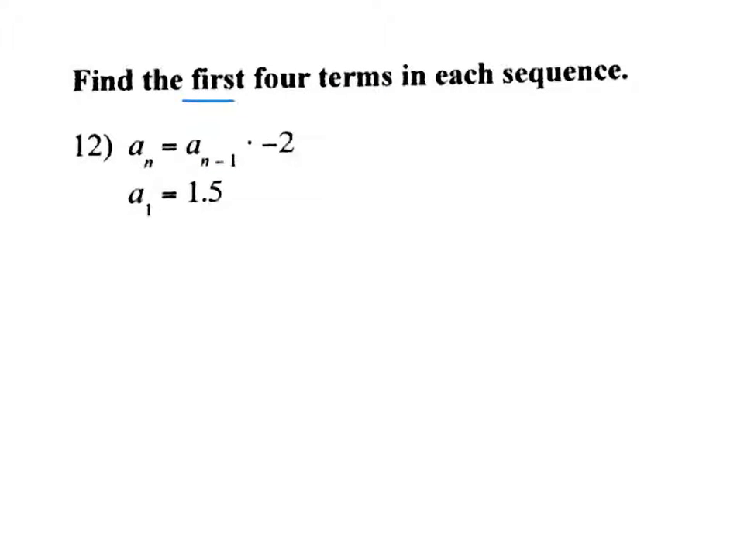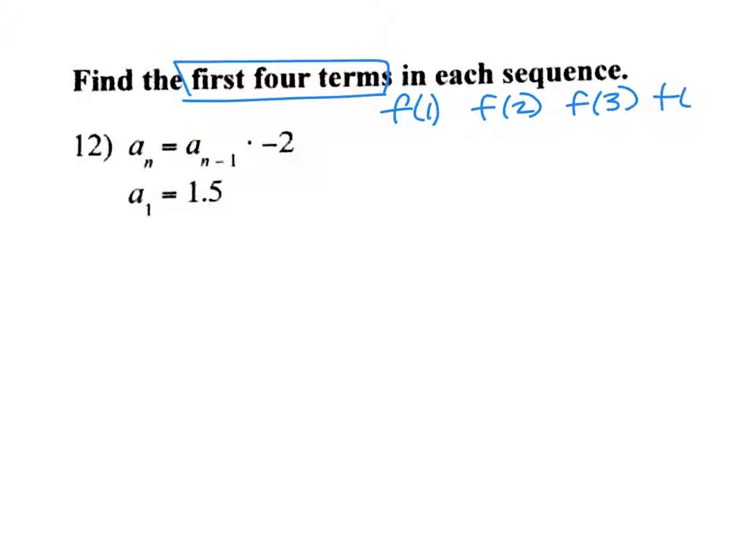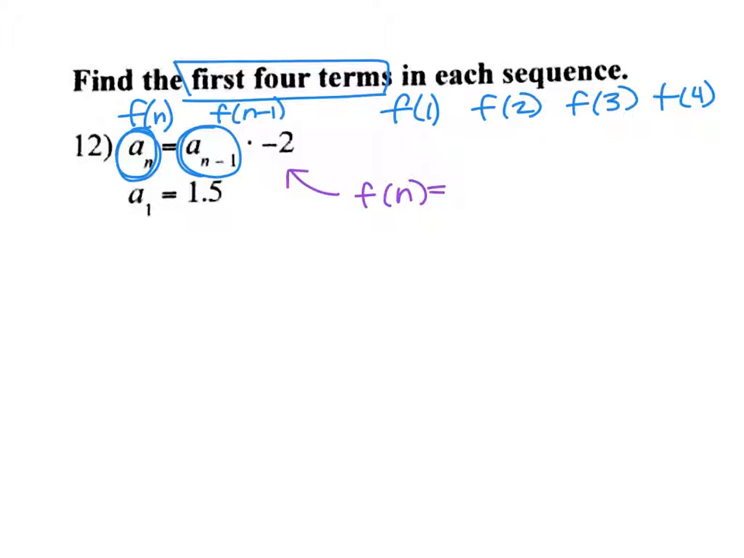Okay, this set is asking me to find the first 4 terms. That means they want to know what is f of 1, f of 2, f of 3, and f of 4. Some notation just to pay attention to: a of n means the same thing as f of n. And this a sub n minus 1 is the same thing as f of n minus 1. So this first equation really means f of n equals f of n minus 1, the previous, times 2. And they're telling me my first term, f of 1, equals 1.5.